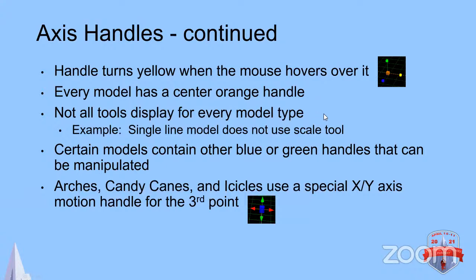Not every axis tool is available for every model. Like there's no way to scale a single line model. We really just keep the position of the two corners, and we don't even show a scale tool for that type of model. And there's a few other models that will have a special type of handle, like arches, candy canes, and icicles. They have a third handle for determining the height of the candy cane or arch, and also the angle.